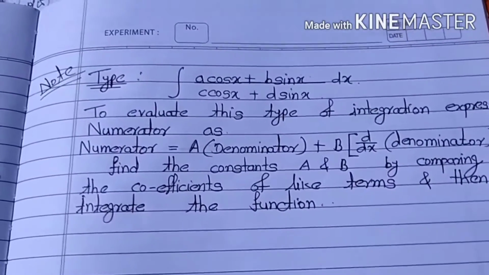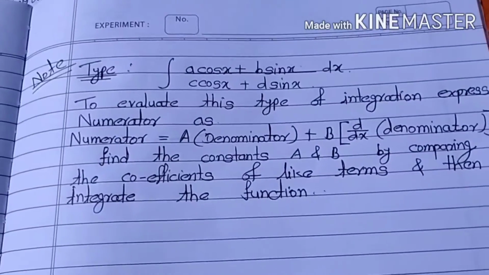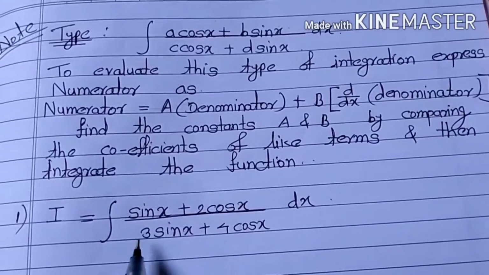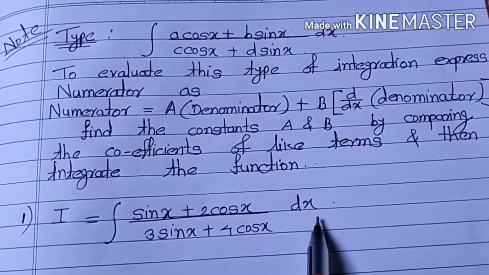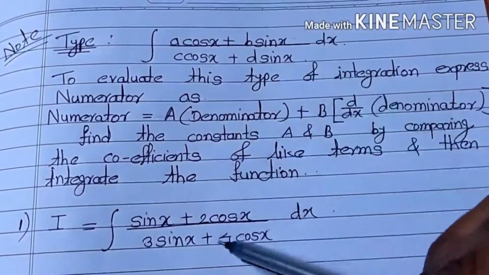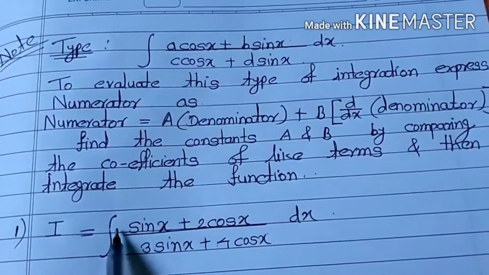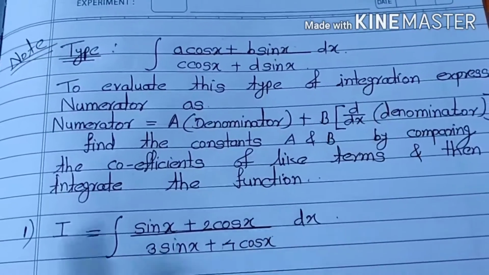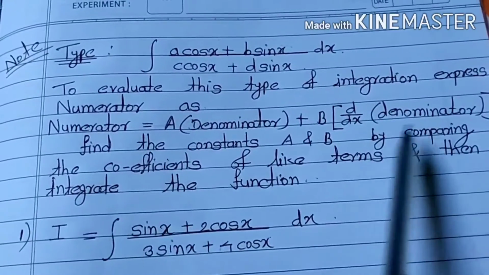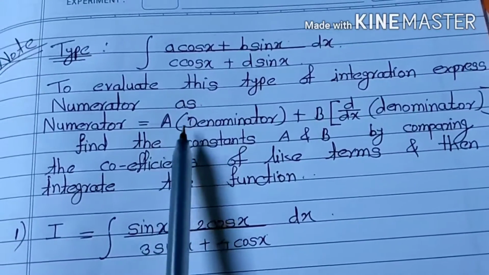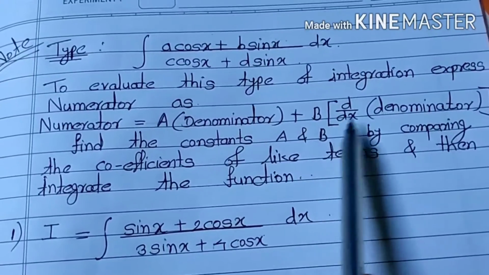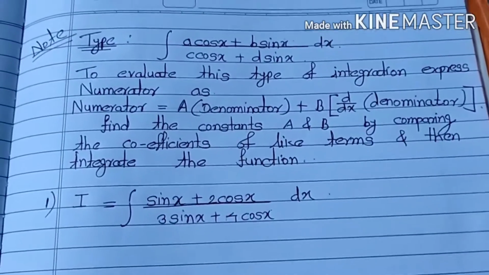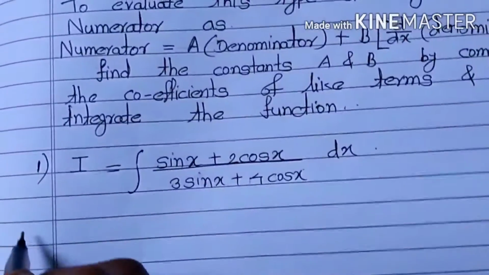So there is an example on this type, which is I is equal to integration of sin x plus 2 cos x upon 3 sin x plus 4 cos x dx. So you can compare this with this type. Suppose here a is 1, b is 2, c is 3 and d is 4. So first we have to express this like that. Numerator is equal to a into denominator plus b into derivative of denominator, where a and b are constant. So first write the given.